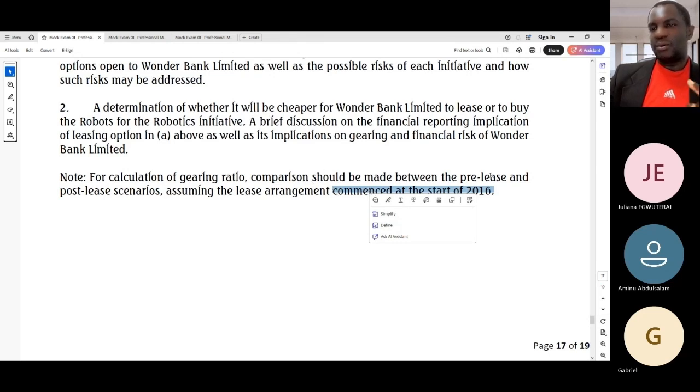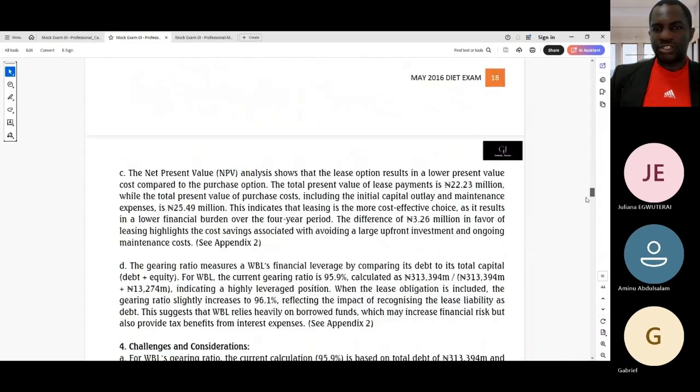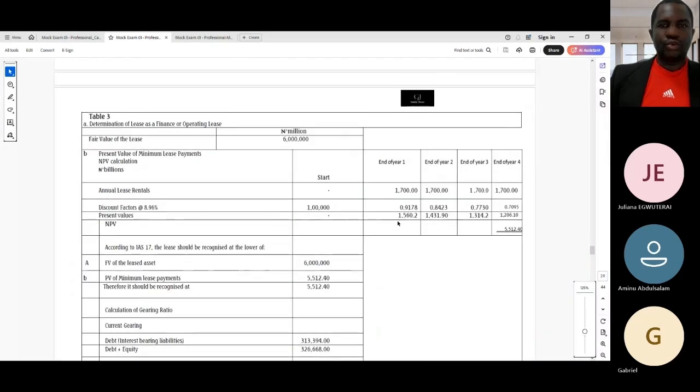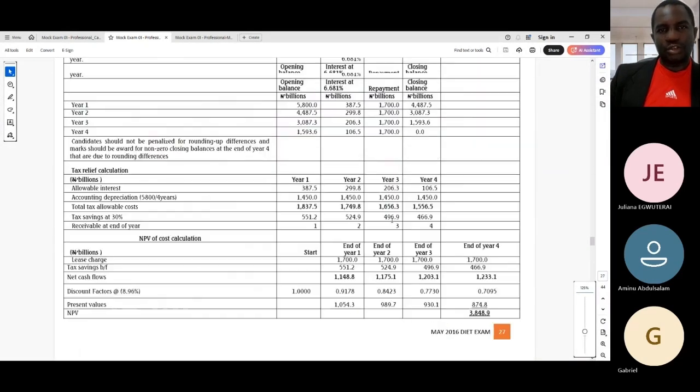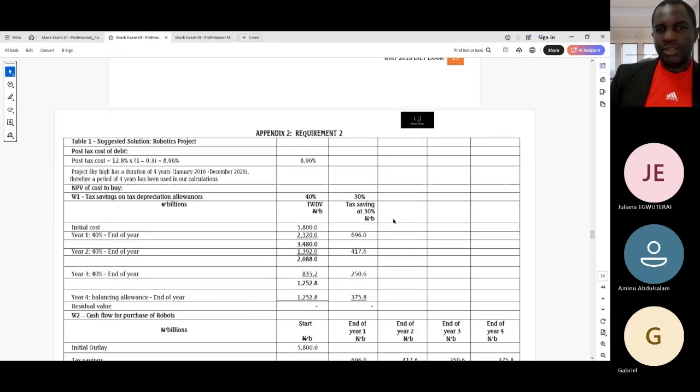So it was IAS 17 that was still in effect, where operating and finance leases were different. But currently operating and finance leases are the same in IFRS 16, but the computations are not too different so much. So now let's go to the appendices and look at the computations. We cannot exhaust the computations here, and that is why I took my time to do a comprehensive tutorial, step by step, that even if you are just starting professional stage of ICAN, you'll be able to follow it.